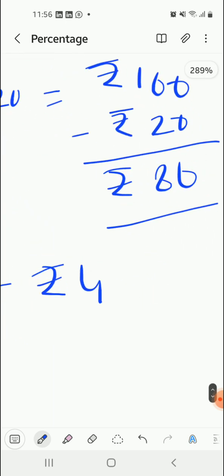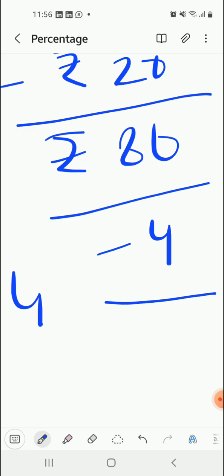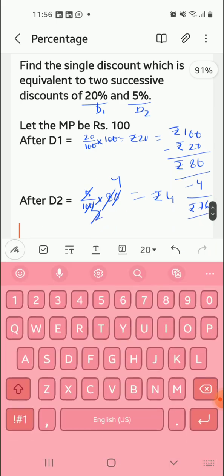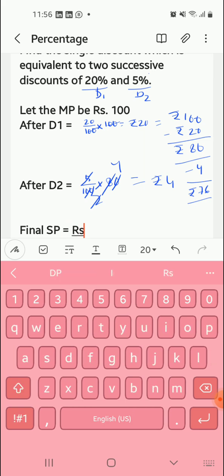Now, what will be my discounted price? Previously, this was rupees 80. From here again, rupees 4 will be deducted. So right now I have rupees 76. Now I'm going to write the final selling price. So the final SP is of course rupees 76. That is what we have found out.